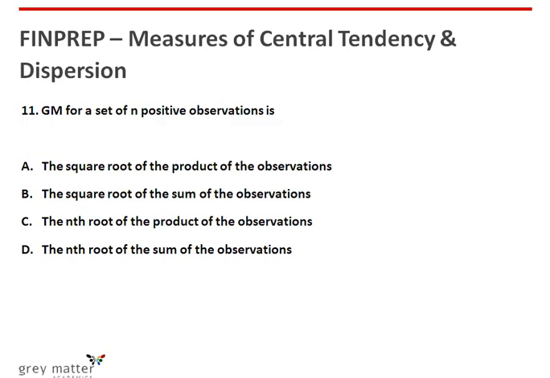11th question, geometric mean for a set of n positive observations is, as per definition, the nth root of the product of the observations. So the answer is option C, which says the nth root of the product of the observations.